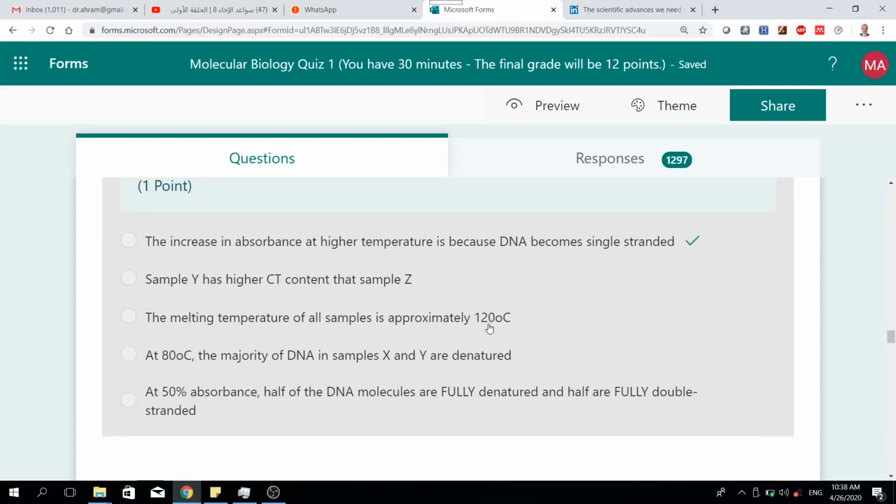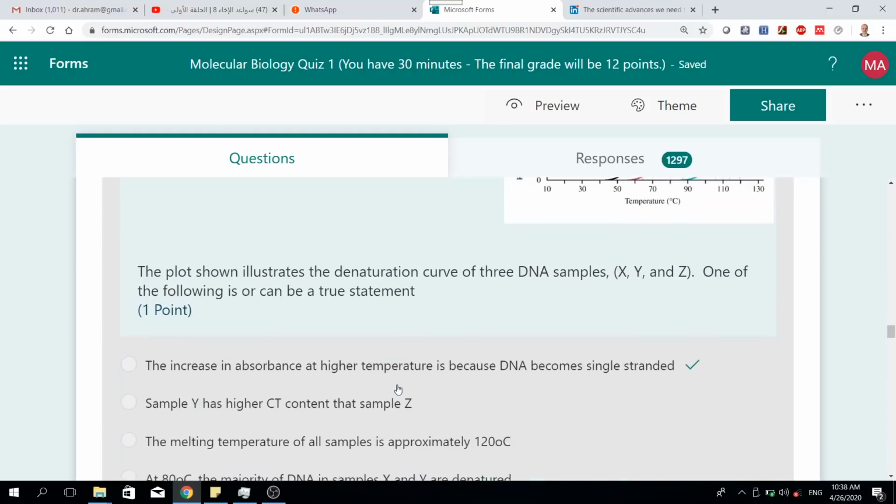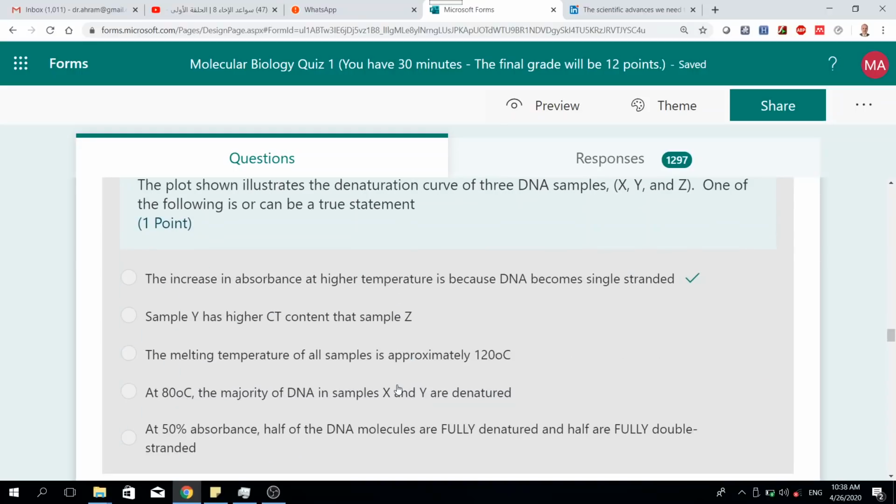At 80, the majority of DNA in samples X and Y are denatured. That's not right. No, it's not right. Why? Well, at 80, right here, the majority of the DNA in sample Y is still not single-stranded. At 50% absorbance, half of DNA molecules are fully denatured and half are fully double-stranded. Well, no, we're not talking about fully denatured. Part of the DNA fragment is denatured and part is not denatured. Okay?